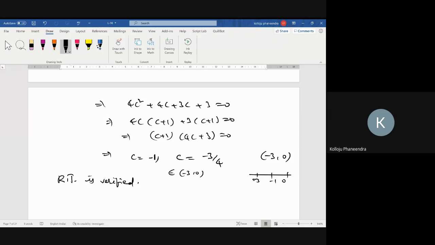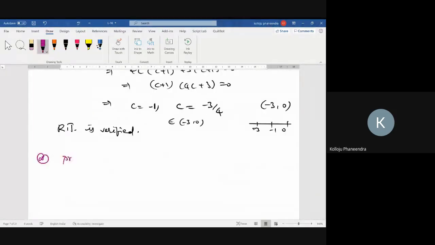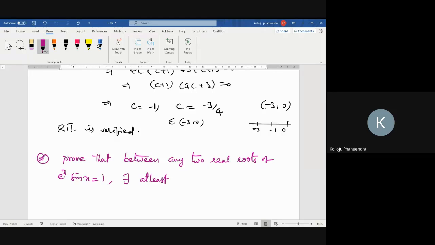Prove that between any two real roots of e power x into sin x equal to 1, there exists at least one root of e power x into cos x plus 1 equal to 0. This is one problem.